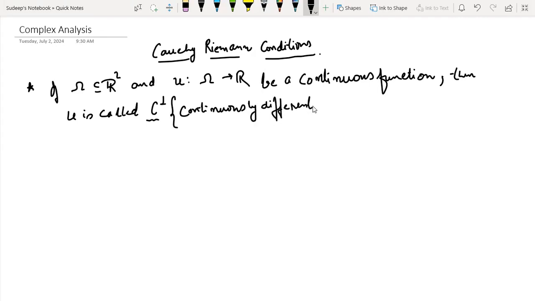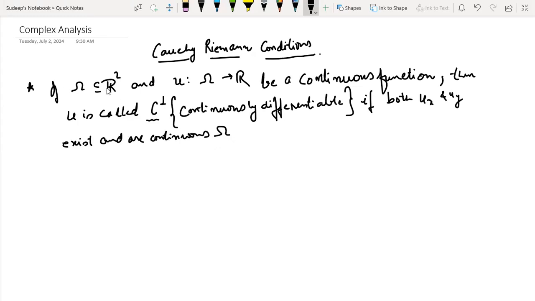Continuously differentiable function if both ux and uy exist and are continuous on this omega. So if the function is continuous and both the partial derivatives exist and are continuous, then we say that this u is in the class C1, where you can say these are continuously differentiable functions.